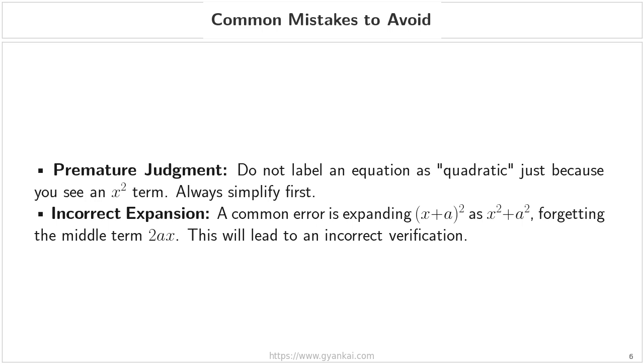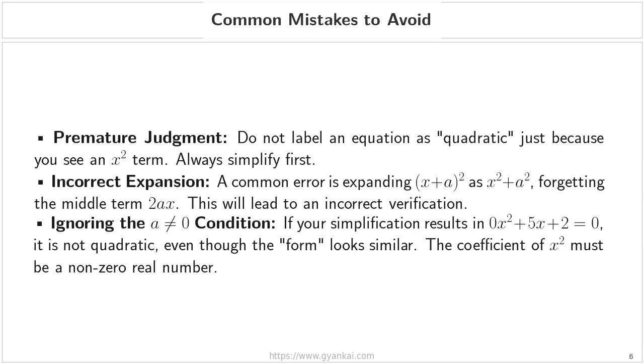Second, watch out for incorrect expansion. When you are performing step 1 of our verification process, be very precise with your algebraic identities. A frequent error is expanding something like x plus a squared as simply x squared plus a squared. In doing so, you are forgetting that crucial middle term, which is 2ax. If you miss that middle term, your entire simplification will be wrong, and you'll end up with an incorrect verification.